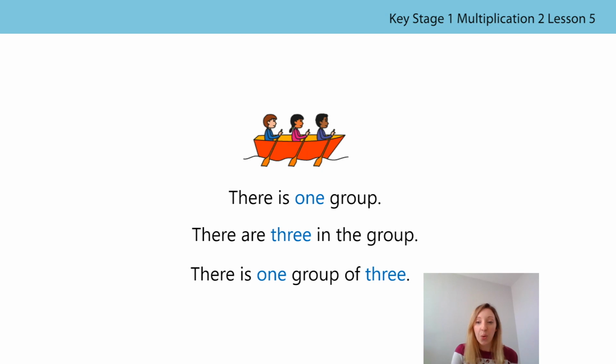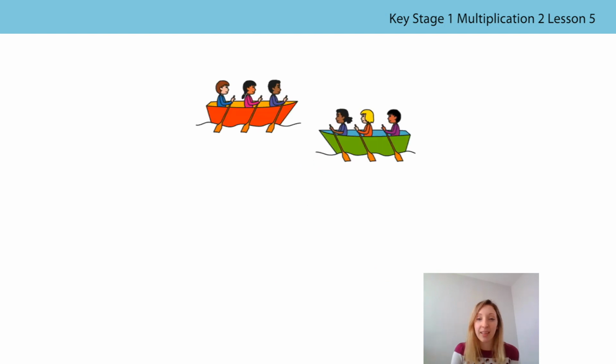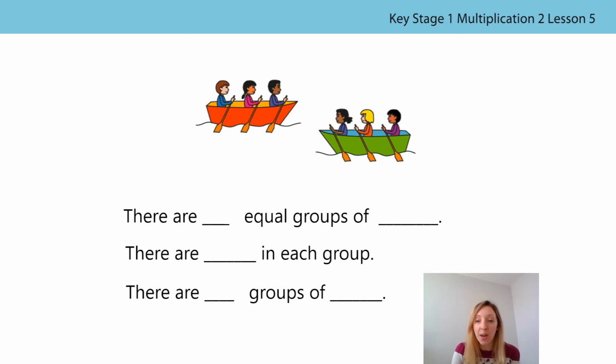Fantastic. Oh, hang on a minute. I think these children are going to be joined by more children in the boats. Let's take a look. Now there are 2 boats with children, and I can still see that the groups are equal. Can you help fill in the missing words in my sentences? Press pause on the video and have a little go.